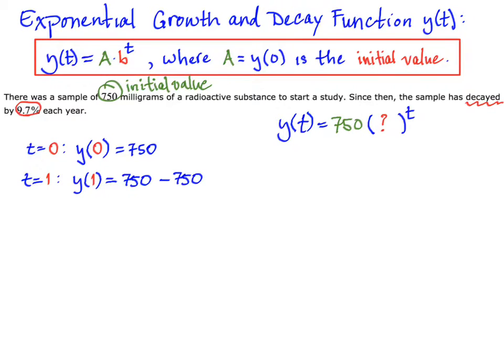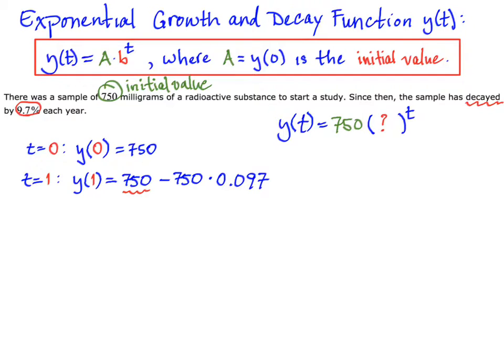We're losing 9.7% each year. So we're going to subtract 750 times 0.097. So 9.7%, we have to move the decimal place to the left 2 places, so we get 0.097. So we're subtracting 9.7% of the initial value. Now we're looking for a pattern, so we're not actually just going to put all this into our calculator and get an amount. We want to look for a pattern, so we're going to kind of simplify it.